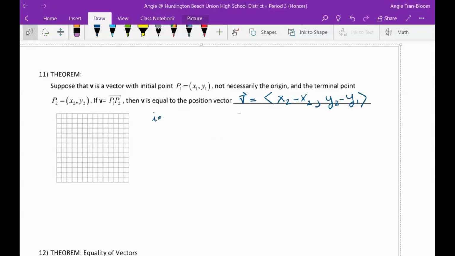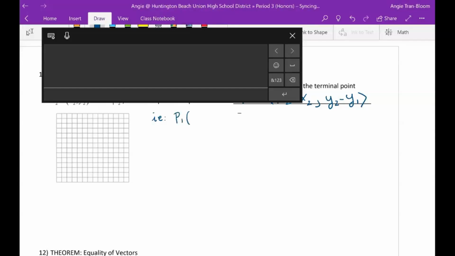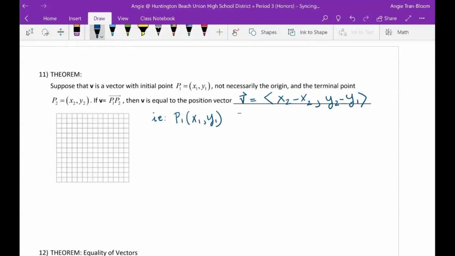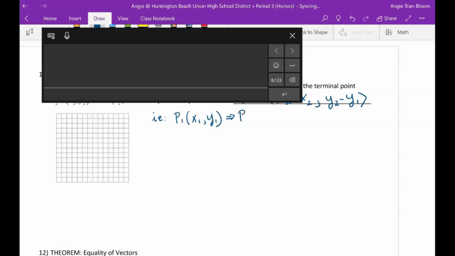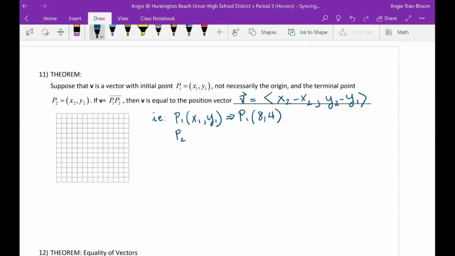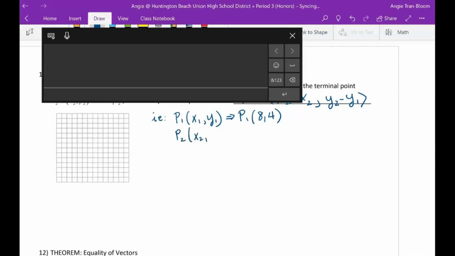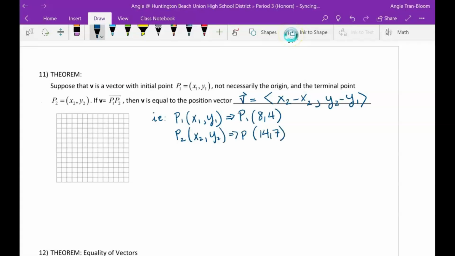Let me give you just quickly. So let's give you point 1. In the definition, they use x1 and y1. I will give you actual points, okay? Let's call it 8 and 4. Okay, that's your point 1. Then let's give you point 2. In our definition above, x2, y2 are the two components. I will give you 14 and 7. Okay, so those are the 2 points here.